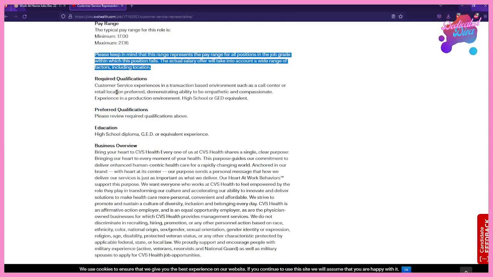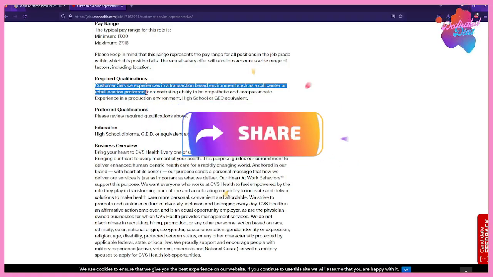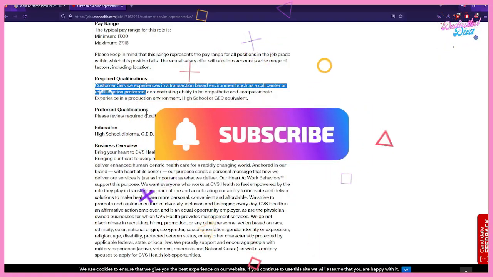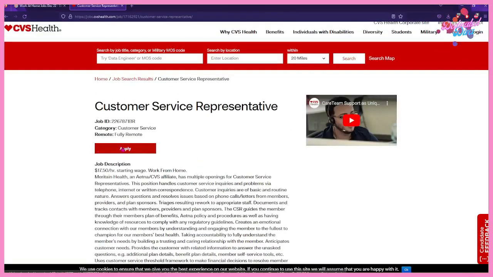The required qualifications, make sure you read more of this right here. Preferred qualification, education, and if you want to apply, you can click here to apply.